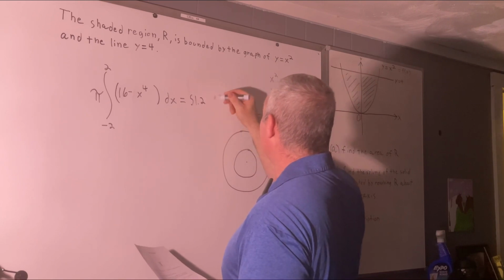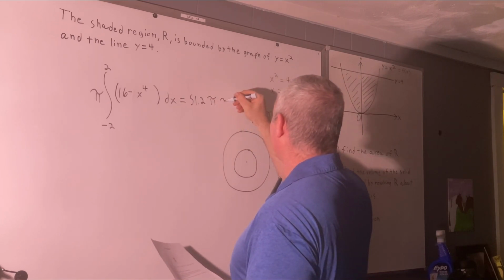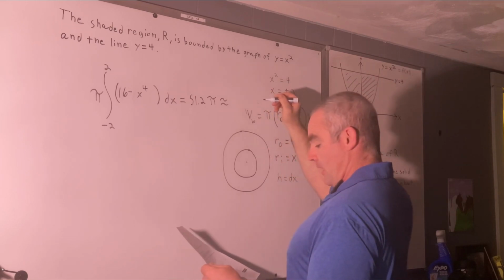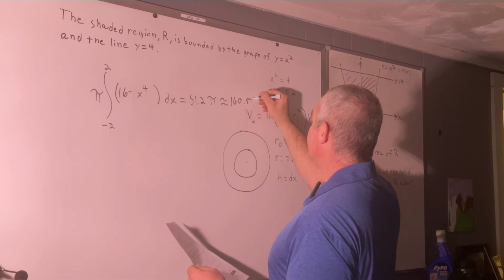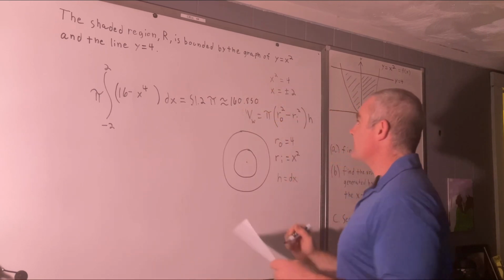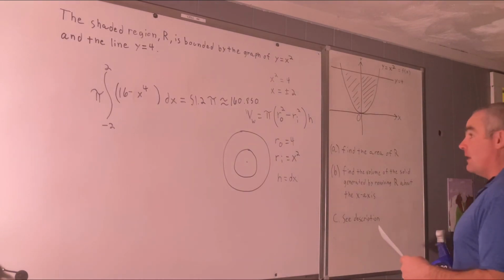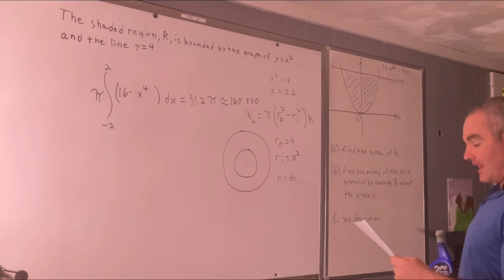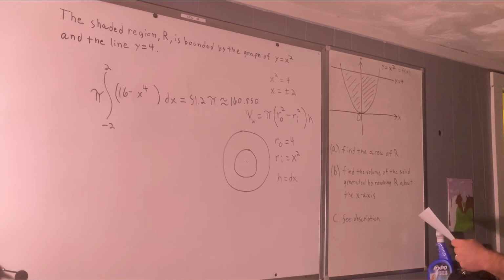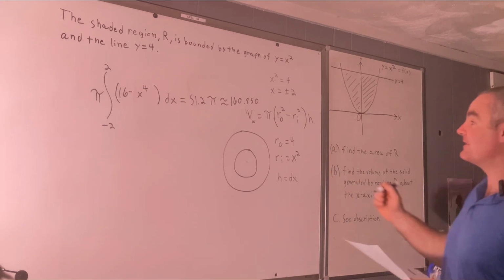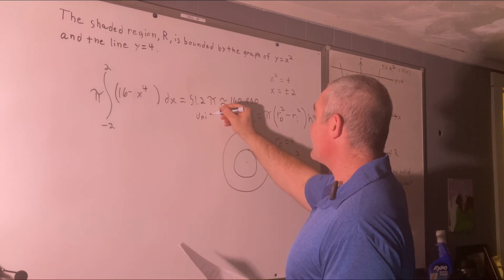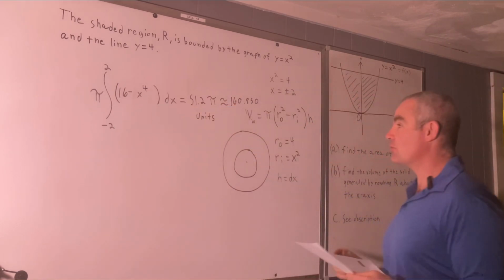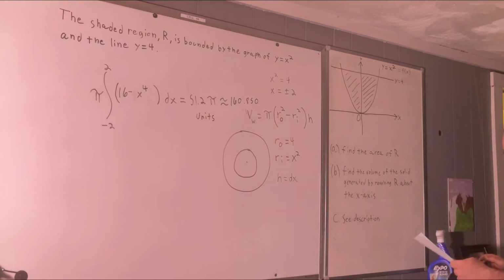51.2 pi, or roughly 160.85. And they like it to 3 decimal places, so we'll say 160.850. All right. And I believe that is it for part B. Find the volume of the solid generated by revolving R. Okay, well, we should say units also. They don't specify what the unit is, so just say units if you want to be sure of getting full credit for it.